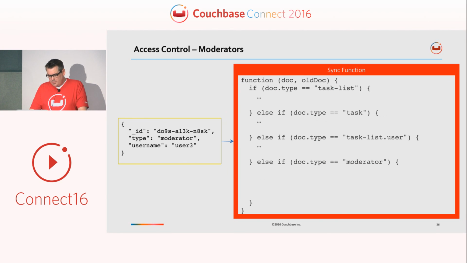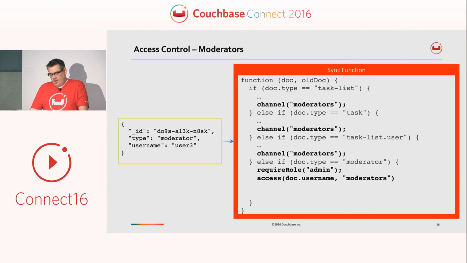So let's cover the last item that we had in this, which was the moderator type. On the moderator type, we're going to require a new role so that only administrators can create moderators. Then we're going to create a new channel called moderators, and we're going to grant this username access to that moderators channel. And then we'll go back and add every other type of document that we've seen in the system to that moderators channel so that they end up having visibility to everything, which is our goal.